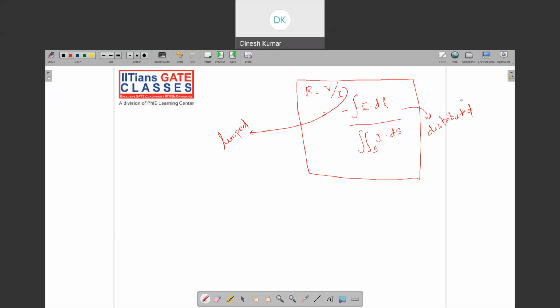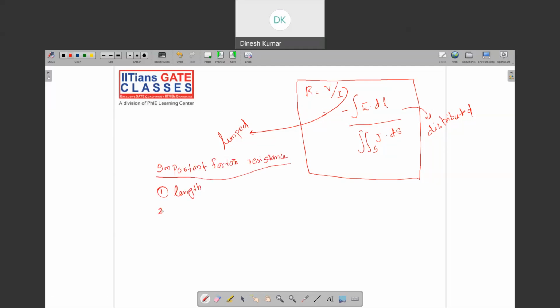So you should be careful with these things. You can just write this down. We can write out the important factors affecting resistance. The first one is the length of the conductor.